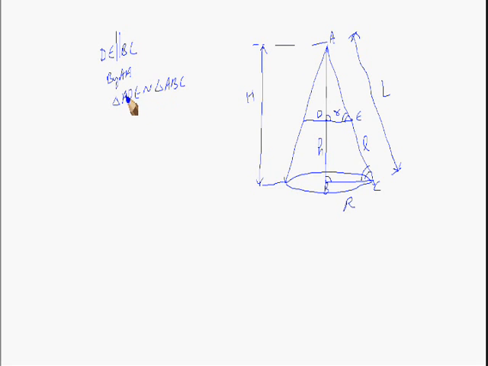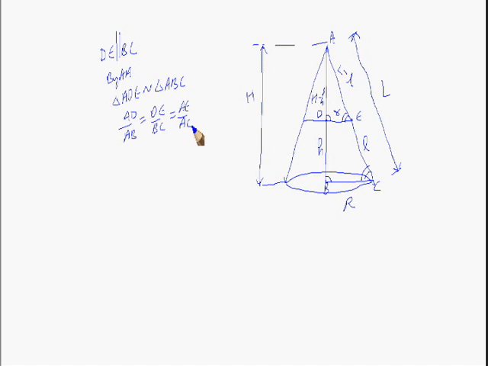So the length of AD we can get as capital H minus small h. The length of AE we can get as capital L minus small l. Now as we know that these two triangles are similar, we can say that the ratio of their corresponding sides are equal. That is, AD upon AB is equal to DE upon BC is equal to AE upon AC.